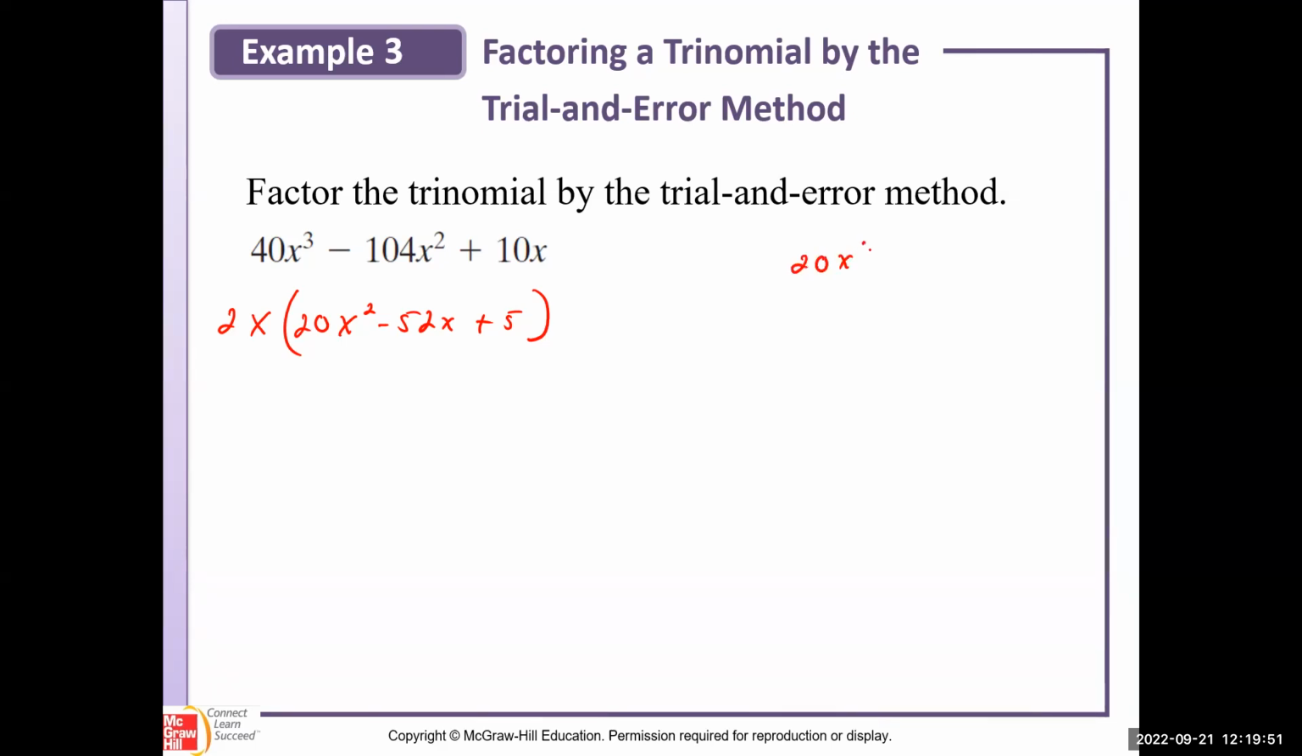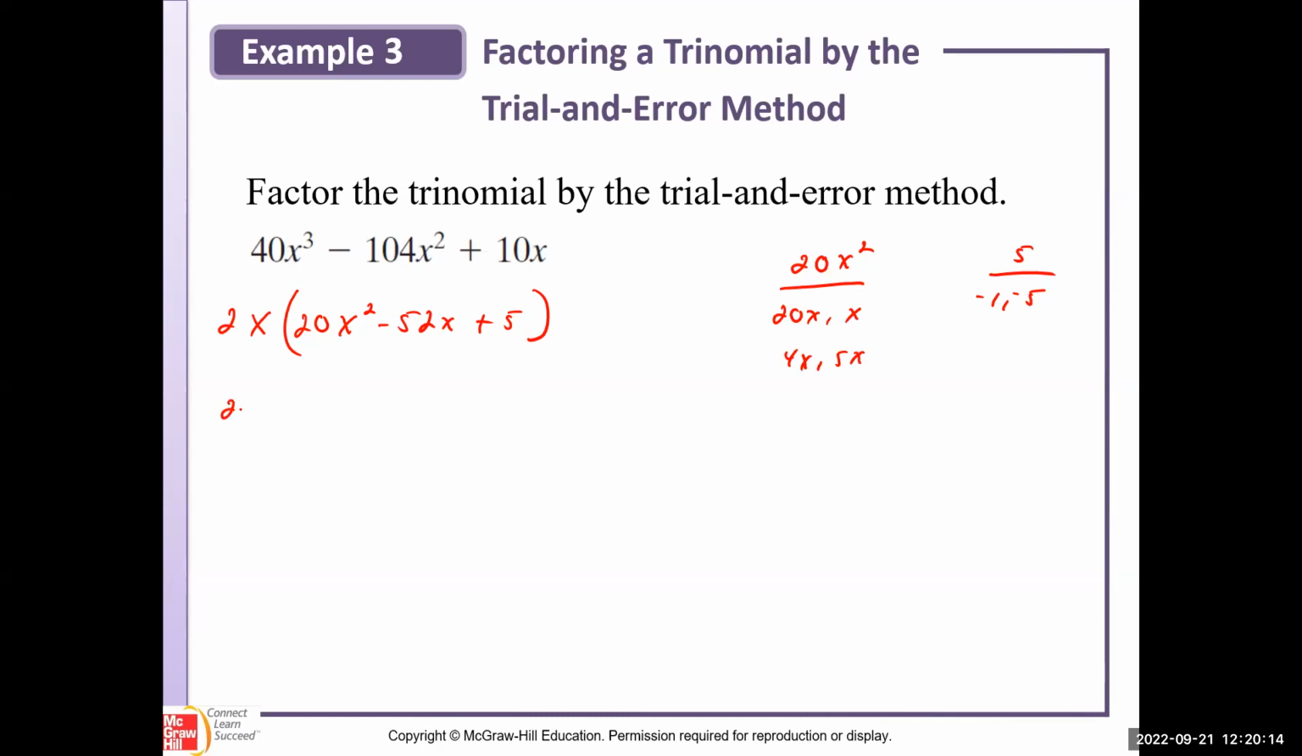So now what I'm going to try to do is find the factors. Now the 52 is negative, so I'm going to go ahead and try the negative, and the C term is positive. So I'm going to try the -1 and the -5. Here I'll have 20x and x. I'll also have 4x and 5x, right? Those are the factors of 20.